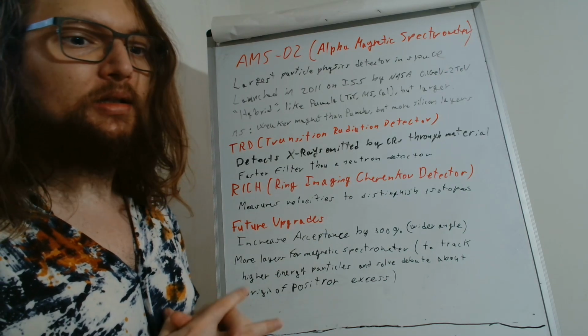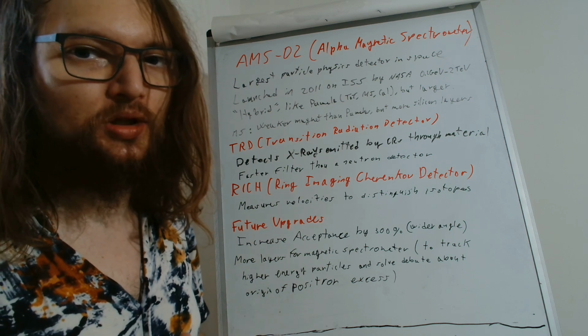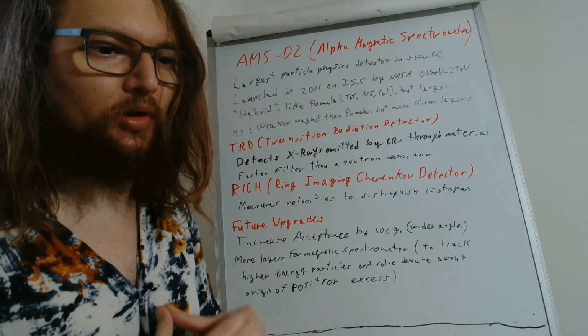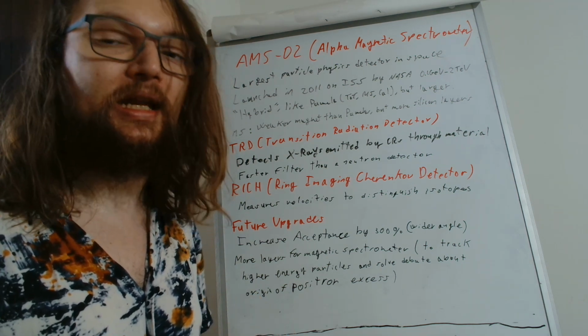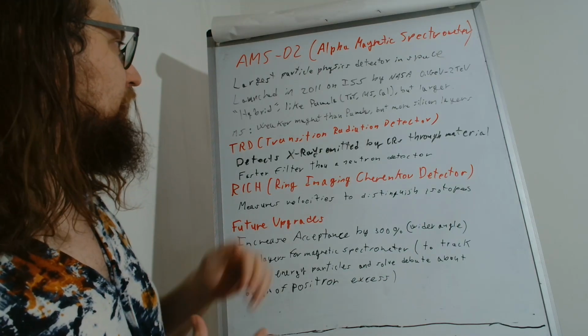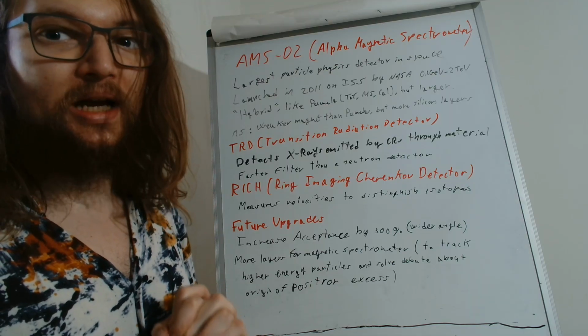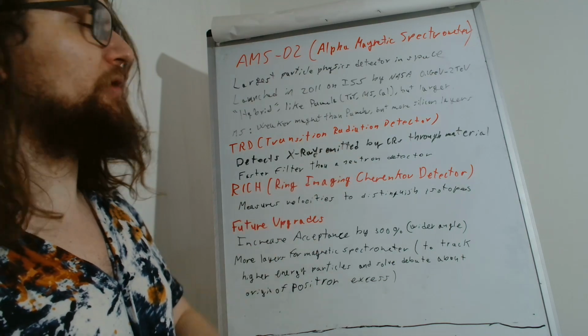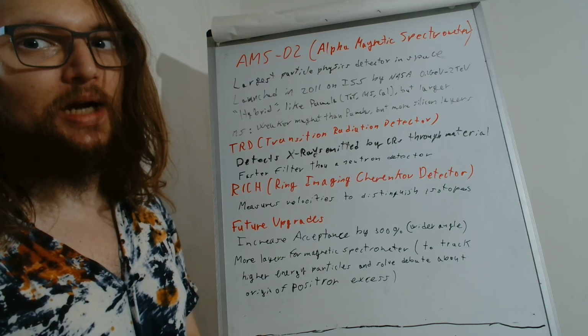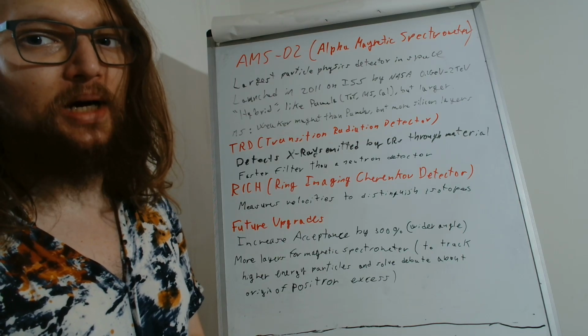Unlike Pamela, it is on the International Space Station, so it does not have the same constraints because it was not launched at once, but it can be constantly upgraded. The magnetic spectrometer actually has a weaker magnet than Pamela, but it has more silicon layers, which means high precision tracking also for high energetic particles.